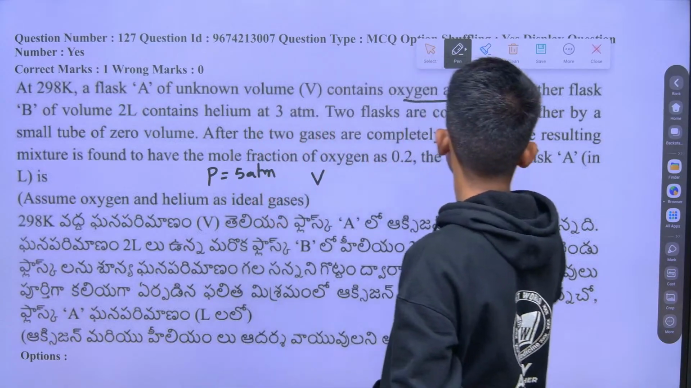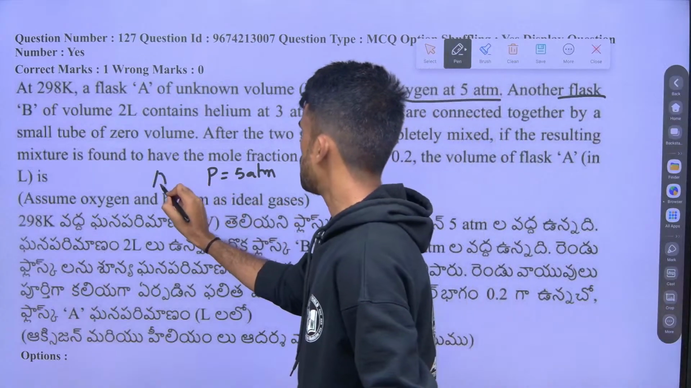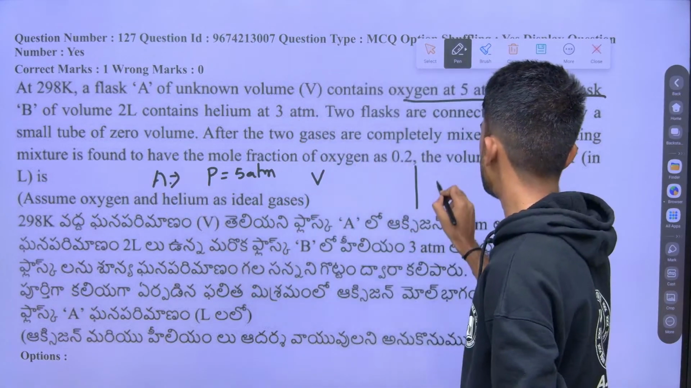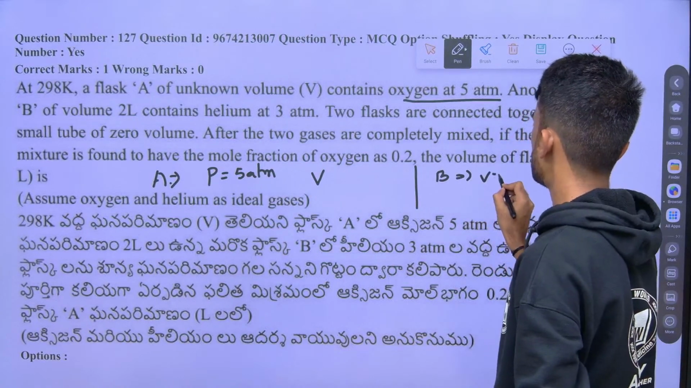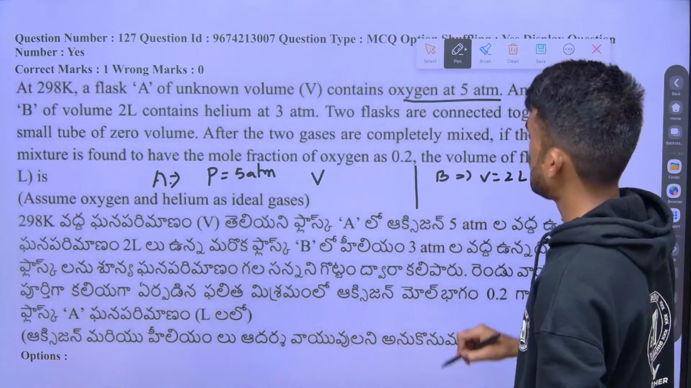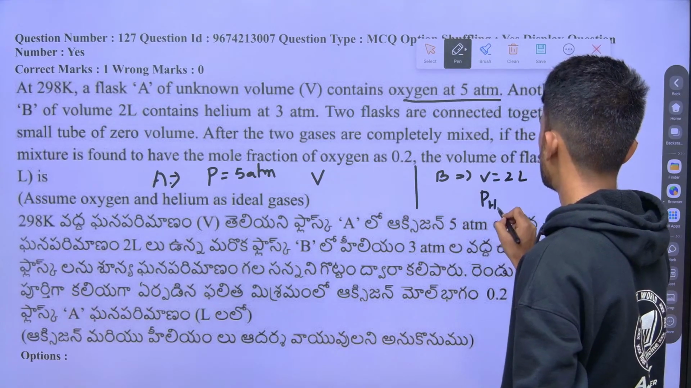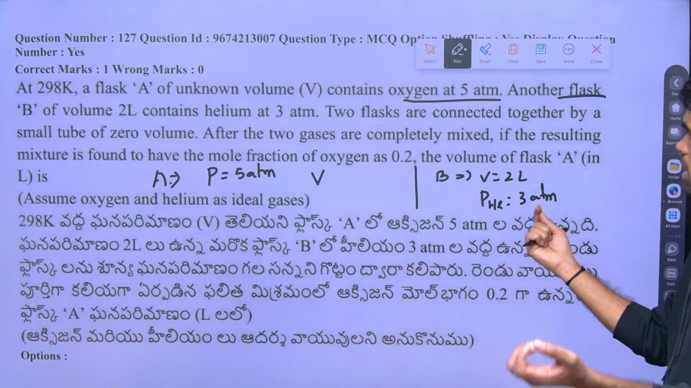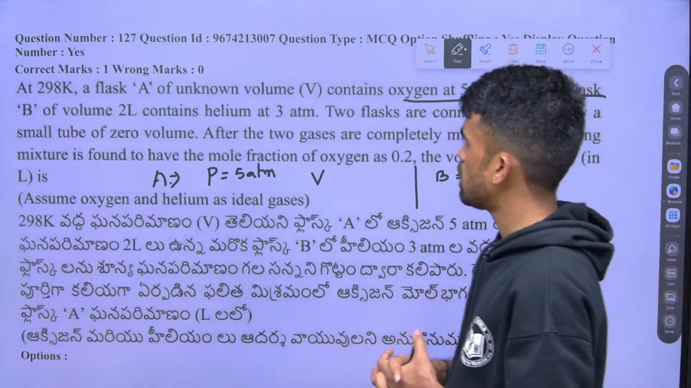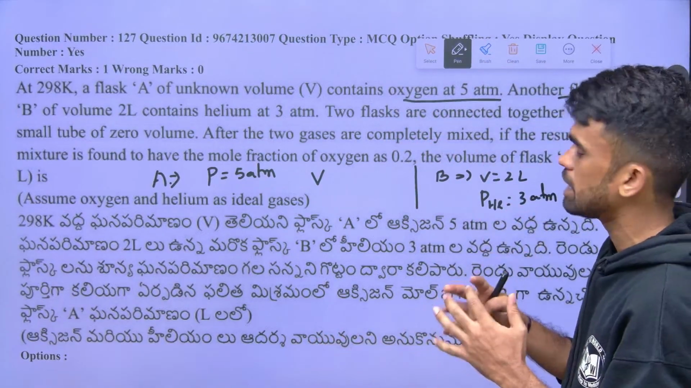Another flask B, of volume 2 liter, contains helium at 3 atm. The two flasks are connected together by a small tube of 0 volume. The volume of that small tube is neglected here, they are saying.